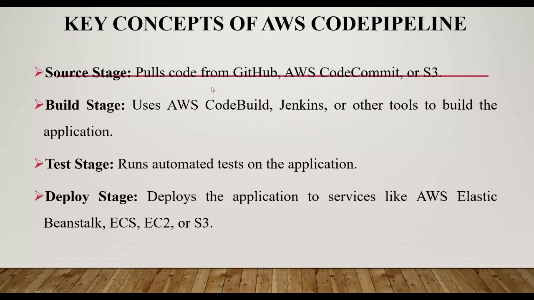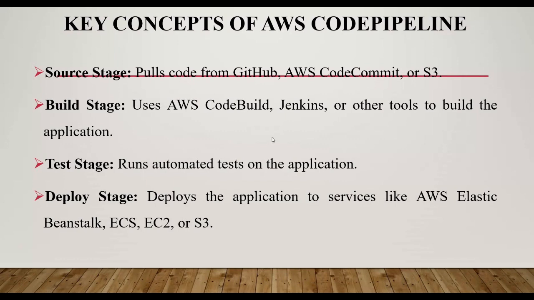In the source stage, it pulls code from GitHub, AWS CodeCommit, or any S3 bucket. And then it goes to the build stage. It uses AWS CodeBuild, Jenkins, or other tools to build the application. In the test stage, it runs automated tests on the application. Last is the deploy stage, which deploys the application to services like AWS Elastic Beanstalk, ECS, or EC2. So these are the concepts. These are all the stages we already know from the workflow. This is how the main concepts work.